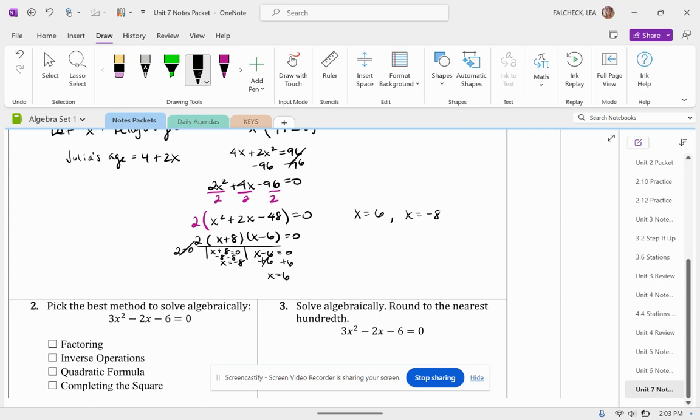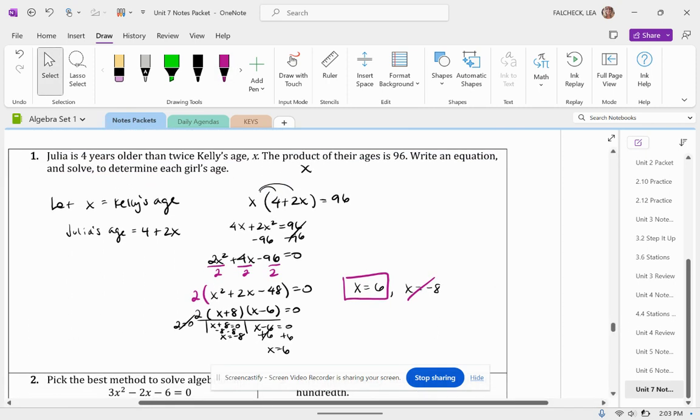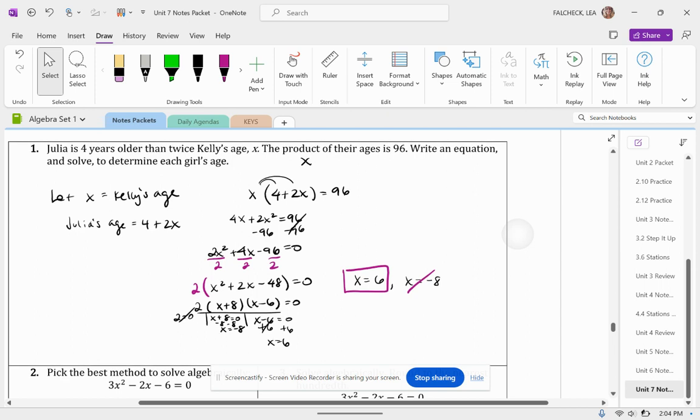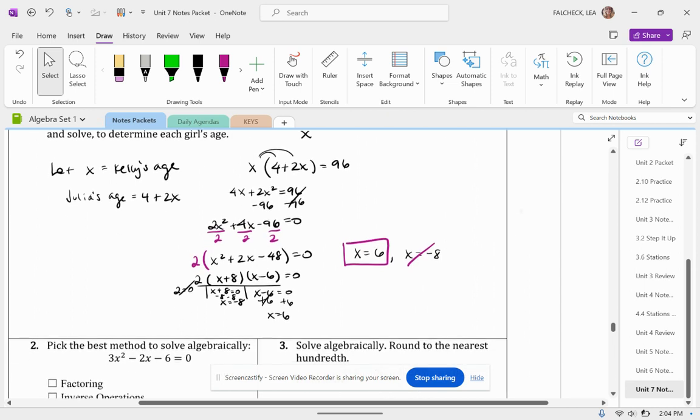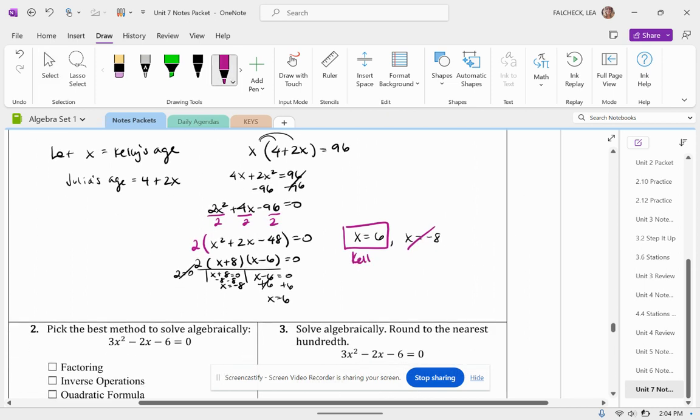I'm talking about ages of people. Which one am I going to accept and which one am I going to reject? Negative years old doesn't make any sense at all. Goodbye. I'm going to take x equals 6. And I'm trying to find the age of each girl. So I have x equals 6. That's going to be Kelly's age.